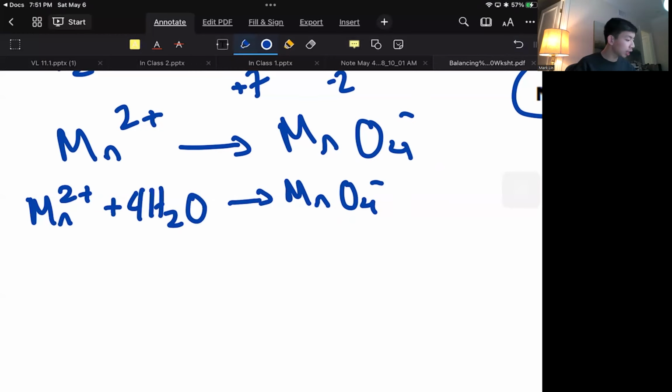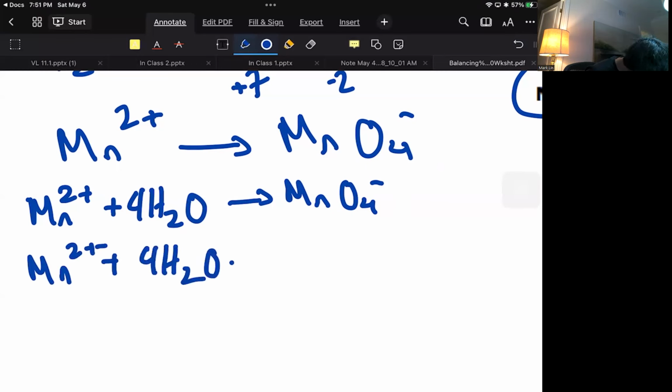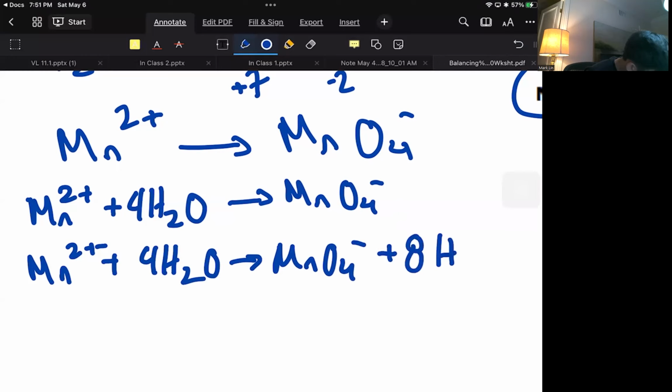As you see, there's an imbalance right now because there's 8 hydrogens. In order to balance 8 hydrogens on one side, you need to add 8 hydrogens on the other side. So Mn2+ plus 4H2O goes into MnO4 minus plus 8 H+ to balance out. Hydrogens are always plus because it's in group one. H2O is neutral because water is neutral.